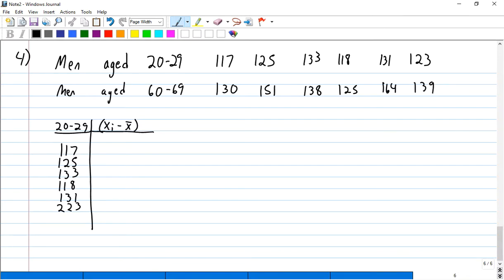Just to save a little time, I'm going to punch these in and square it and then put the number down. So we're just going to do this one row, this column like that to save time. Now first I need to find the mean. Did you get the mean for the first set to be 124.5? Okay, so in my calculator, I'm going to say 117 minus 124.5, and then I'm going to square that answer. It'll just save me a step.